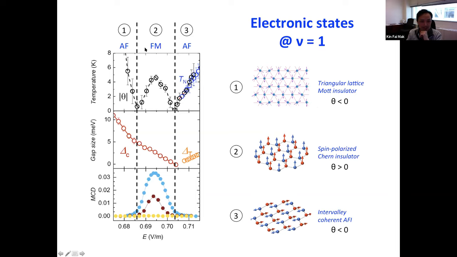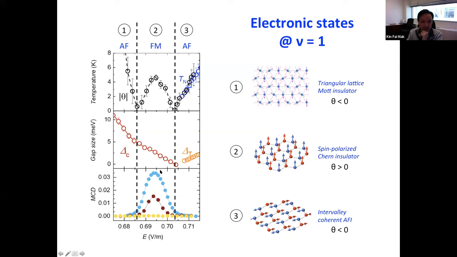The first panel is the Curie-Weiss temperature. And only at region 2, the Curie-Weiss temperature is positive. So it's a ferromagnetic interaction. At both region 1 and region 3, the Curie-Weiss temperature is negative, so that it shows the local moments interact with anti-ferromagnetic interaction, as you would expect for the Mott insulator and also for anti-ferromagnetic insulator.